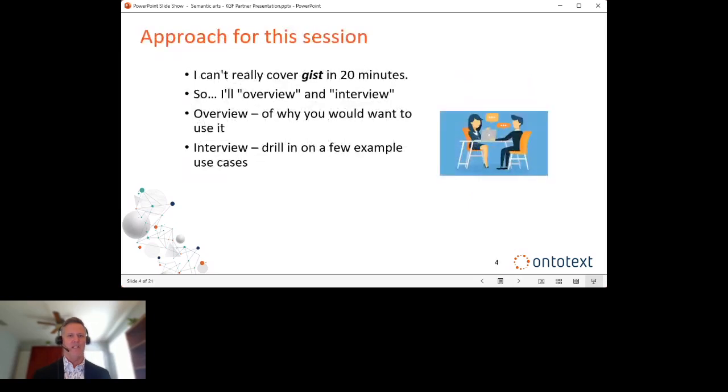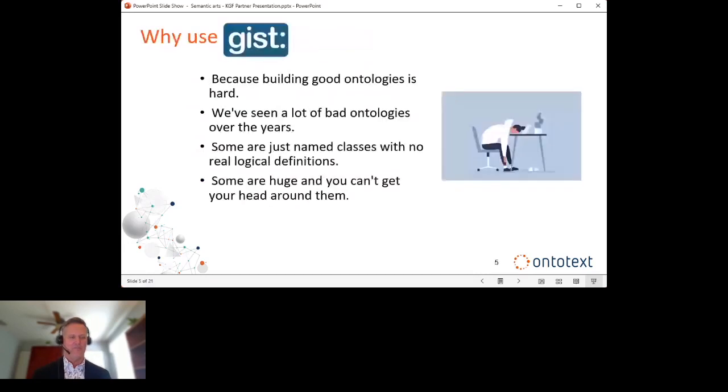Now, I really can't cover all of GIST in the 20 to 25 minutes I'm going to try for, and let you ask questions. So my approach is to do what I call an overview and an interview. The overview explains GIST in general and why you might want to use it. Then, to make it a little more real, I'll go into what I call an interview, where I drill into just a few of the concepts and example use cases to give a feel for how you would actually use it. I'm hoping that will give you a sense of it, a gist of GIST, if you will, in what I can do in a 30-minute talk. So let's get started.